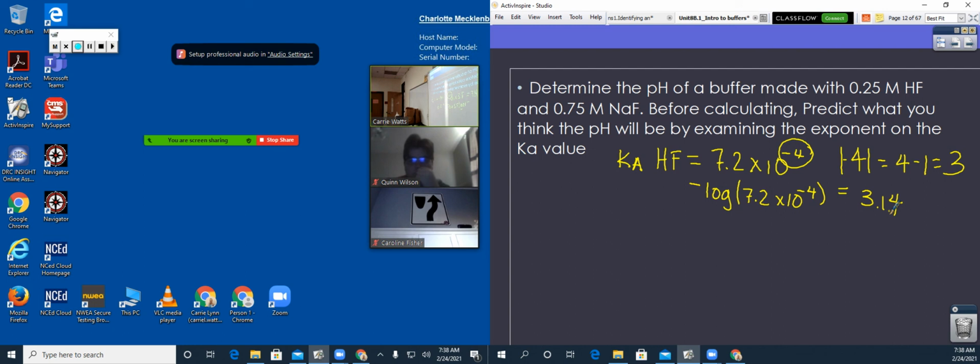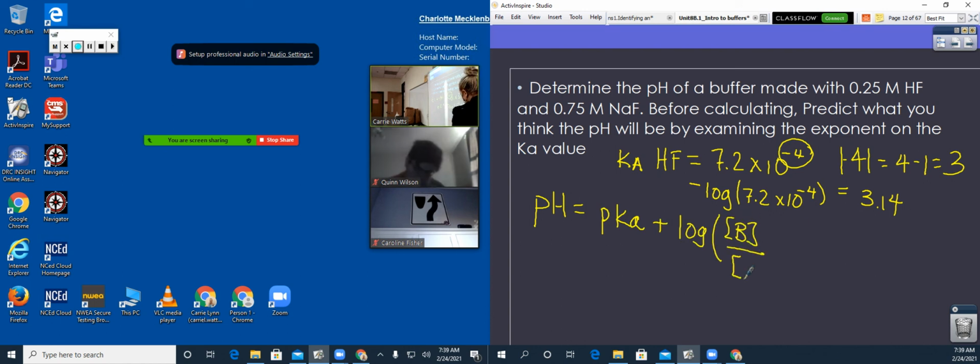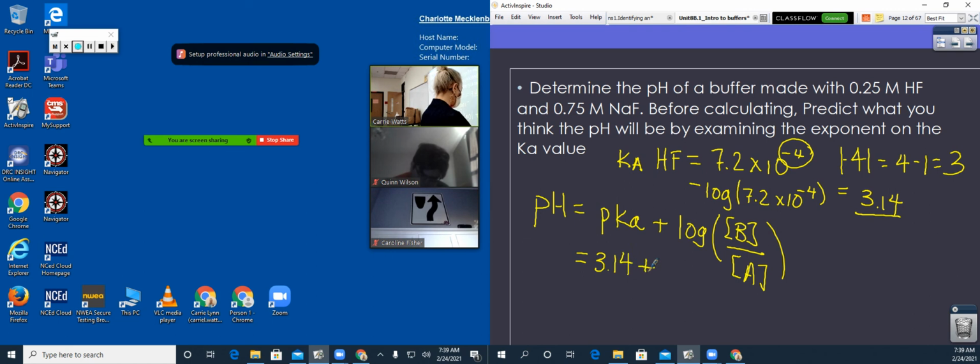Now what we're going to do is calculate it using Henderson-Hasselbalch. Our equation is pH equals pKa plus the log of the concentration of B, which is your base, over A. I already calculated the negative log of 7.2 times 10 to the negative 4th, our Ka, so I can plug that right in for my pKa. It's 3.14, plus the log.